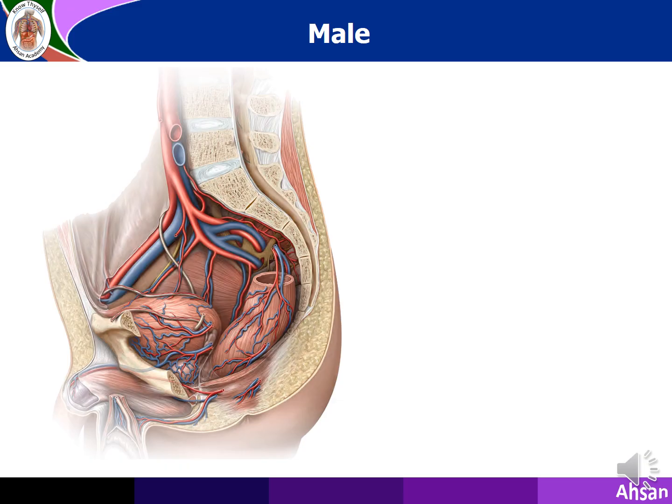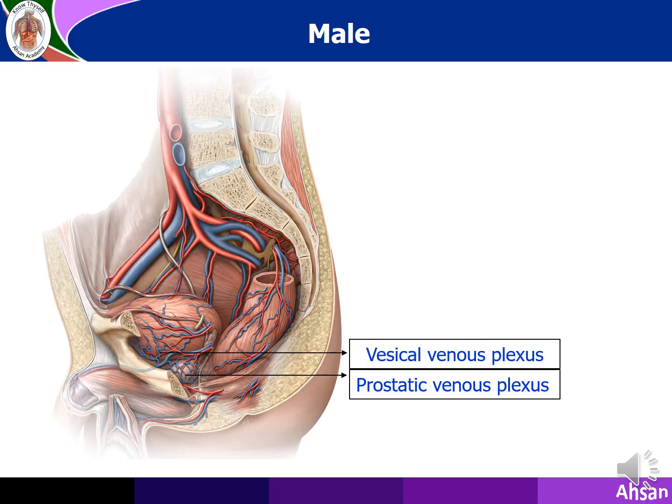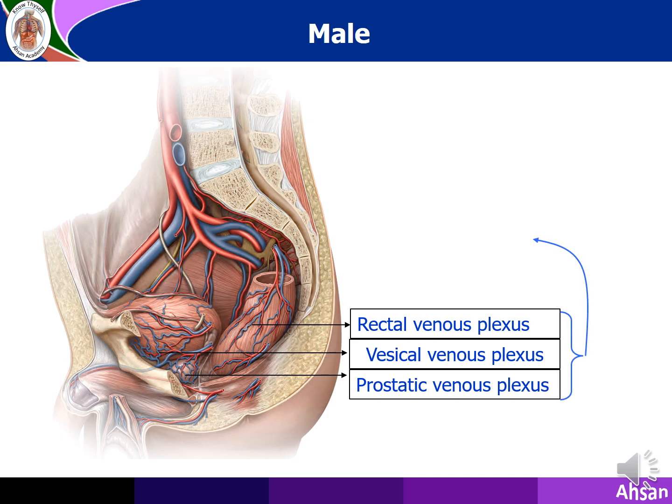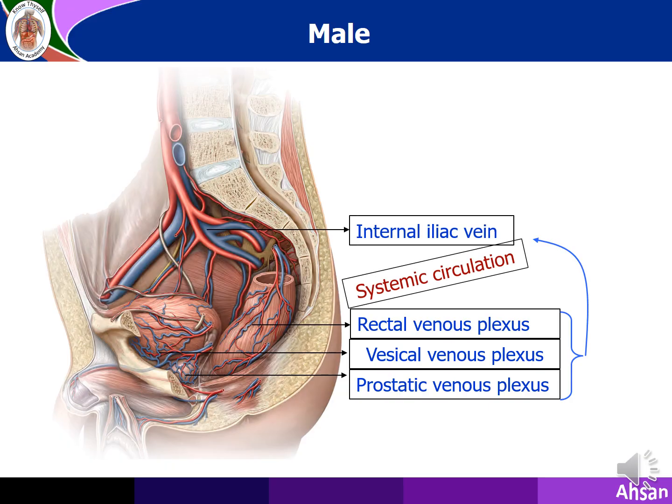In case of male, you have seen that there is no uterus in between the rectum and urinary bladder, but another organ is below the urinary bladder, that is the prostate. So the plexus around the wall of the prostate is known as the prostatic venous plexus. As usual, the venous plexus around the urinary bladder is the vesical venous plexus, and around the rectum and anal canal, it is the rectal venous plexus. So these three types of venous plexus combine to open into the internal iliac vein. So this is systemic circulation.